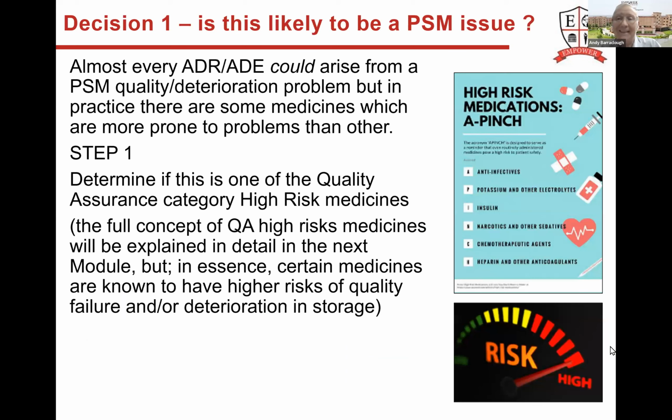The first decision is: is this a high-risk medicine? And what do I mean by a high-risk medicine? Well, we have two classifications. One is called APINCH, and the other is the WHO stability at-risk medicines. So the first job we do is: is this a high-risk medicine? Is it on the high-risk list? And on the screen there, you can see the APINCH medicines. Is it insulin? Is it a narcotic? These are high-risk medicines. They're known to have quality problems. They're known to have issues in storage.